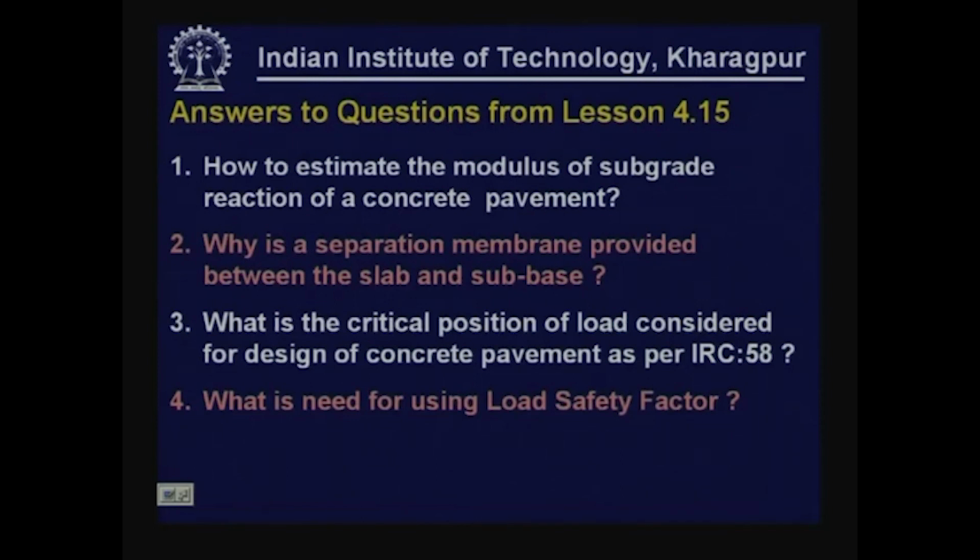We know that the modulus of subgrade reaction of concrete pavement has to be determined by conducting a plate load test in a particular season, which corresponds to the worst season of the year, using a 750 millimeter dia plate. But if this cannot be done, this value of modulus of subgrade reaction of foundation can be obtained if we know the CBR value of the subgrade. So, IRC 58 gives us guidelines to select the K value of modulus of subgrade reaction from its CBR value.